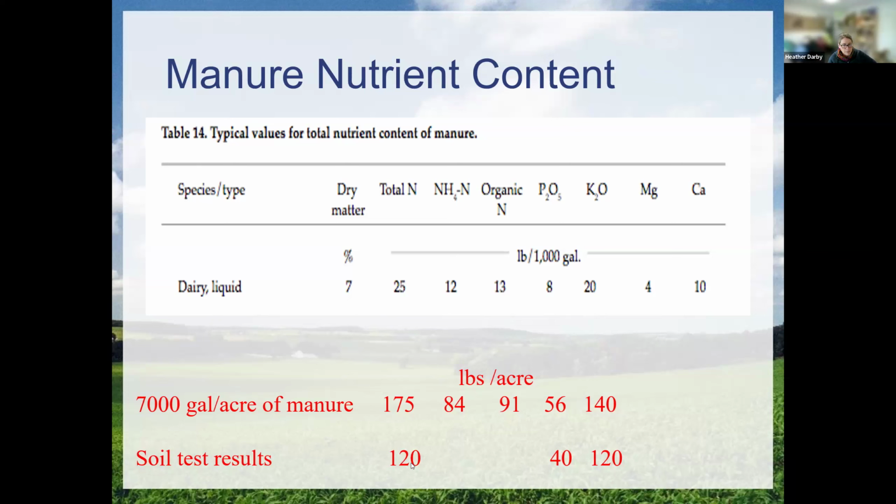Soil test results: you need 120 pounds of nitrogen. Put that on. You need 40 pounds of phosphorus; you're over a little bit. And you need 120 pounds of potassium; you're under a little bit. Now, if you're just looking at total nitrogen, you're thinking, wow, I got it made. I got plenty. I don't need to do anything else. But I've already told you, this could be lost, could be unavailable. How much are we actually thinking we're going to get out of this 175 pounds?